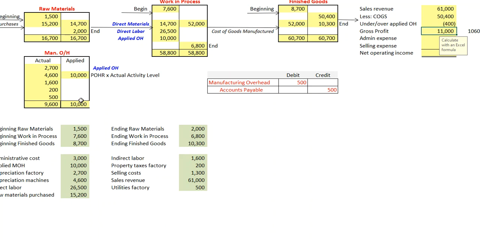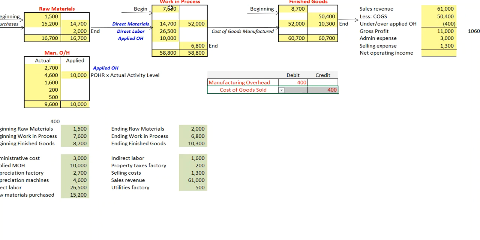So we see if we've got too much in applied overhead, it will make our work in process too high, it will make our finished goods too high, and ultimately it will make our cost of goods sold too high. And hopefully you remember from managerial accounting, at the end of the period, we need to close out our manufacturing overhead account. And right now we have 10,000 in credits, 9,600 in debits. So to zero or close this out, we would have needed another $400 debit to manufacturing overhead. We debit manufacturing overhead, and we credit cost of goods sold, which is exactly what we were saying.